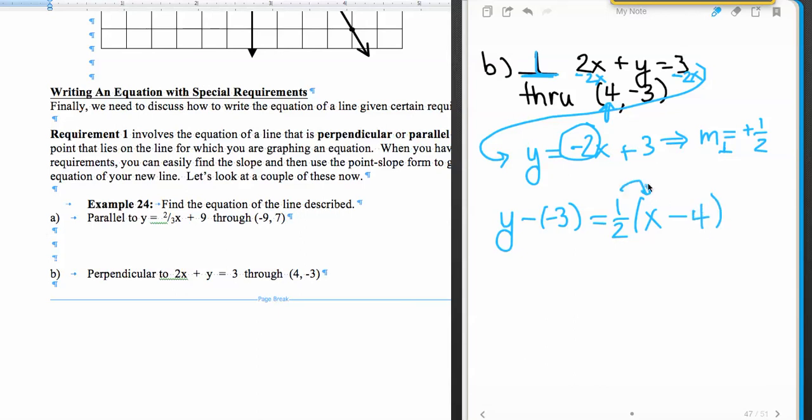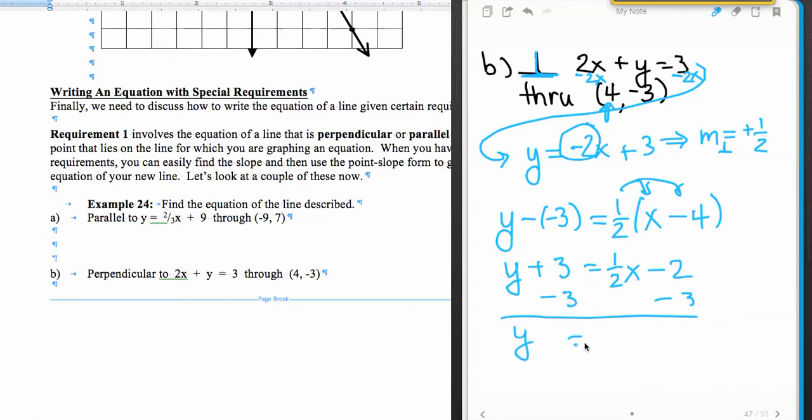And now we're going to do the distributive property here and here. So y plus 3 is equal to 1/2 times x, which is 1/2 x, and then minus 1/2 of 4, which is 2, and then add the opposite of 3 to both sides. So y is equal to 1/2 x minus 5. And again, if we want to make sure it satisfies, we put in our ordered pair and check to see if it's true. So 4 times 1/2 is 2, and 2 minus 5 is a negative 3. Bingo, it checks, and it satisfies.